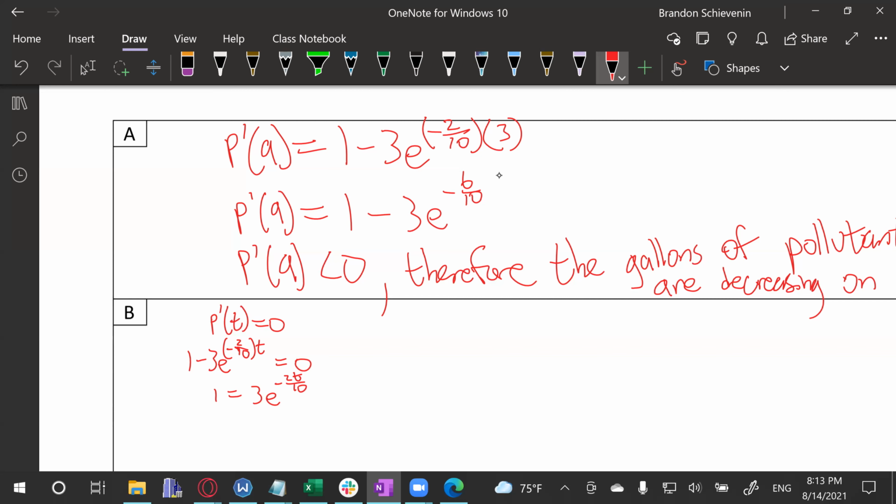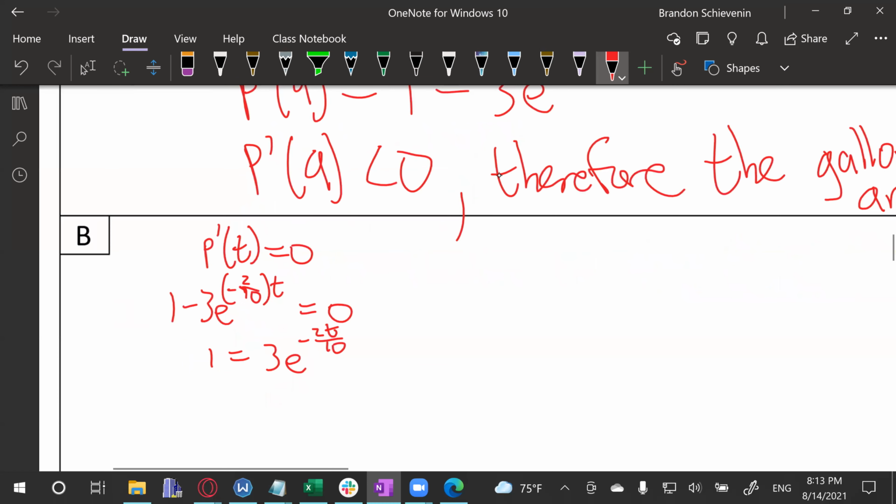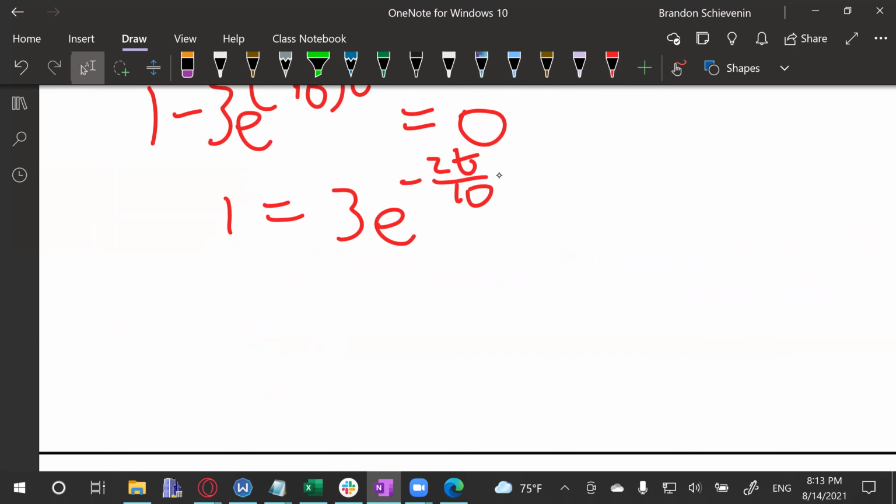Who's next? Actually, that was just Jade. So Sai, you're up next. What's my next step if I want to solve for t? Multiply ln to both sides. I'm going to take natural log of both sides. Before I do that, though, I'm going to need to divide both sides by 3, I believe. Okay.